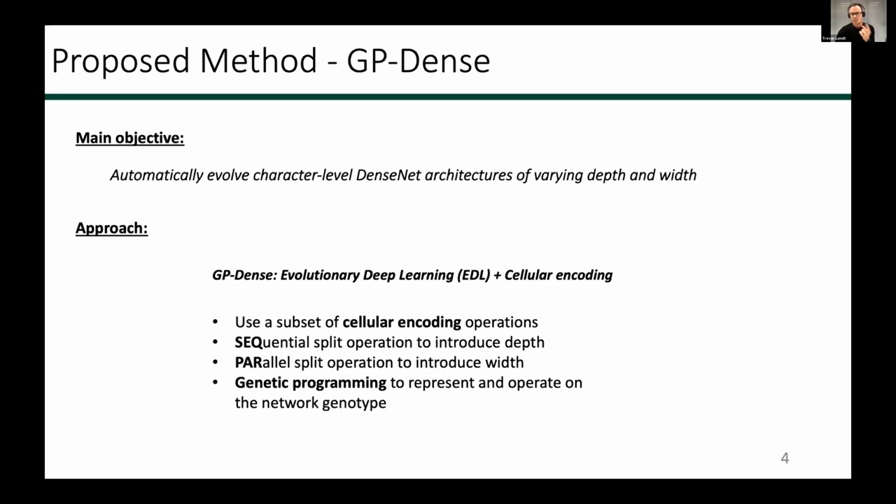There's two operations that we're primarily interested in. It's a sequential split and a parallel split. A sequential split adds depth to the network, and a parallel split can increase width. And when I say width, we can add or increase the number of filters down the network. And genetic programming is an excellent fit for cellular encoding. And we use that to facilitate crossover and mutation operations.